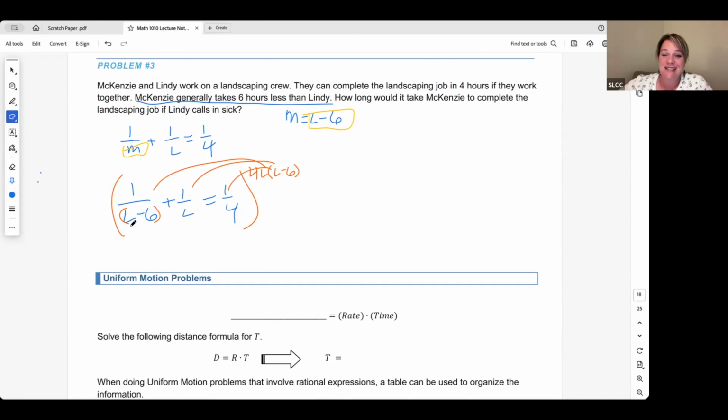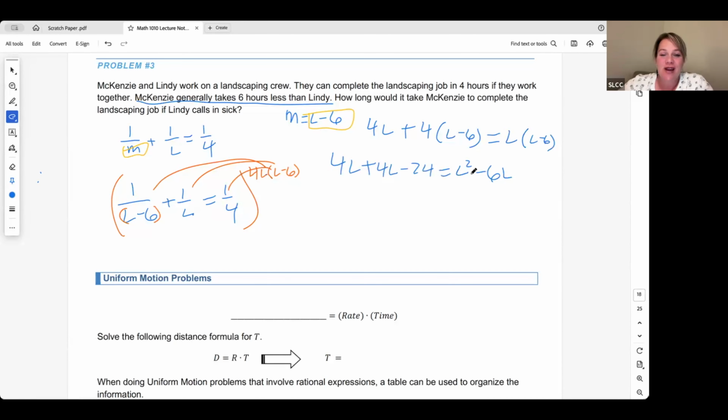Here the L minus 6's divide to 1. So I have 4L plus 4 times L minus 6 because the L's will divide to 1 equals the 4's divide to 1. So just L times L minus 6. Now I can distribute and combine like terms. So 4L plus 4L minus 24 equals L squared minus 6L.